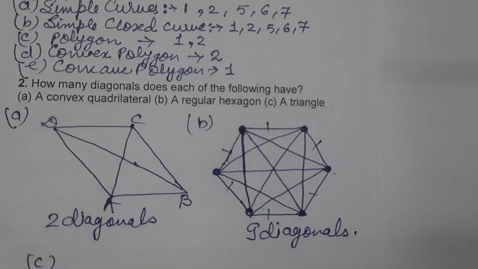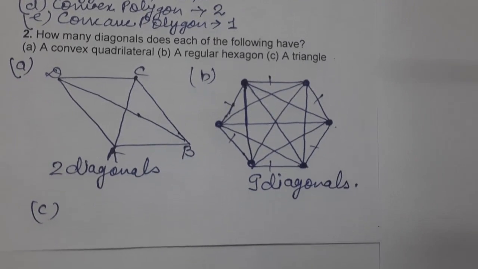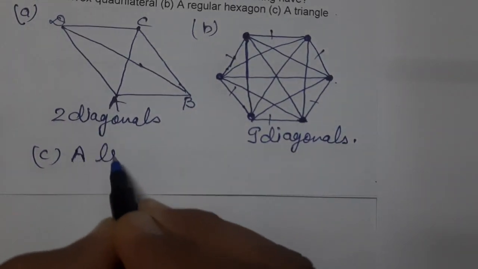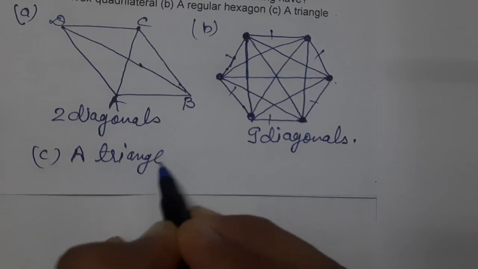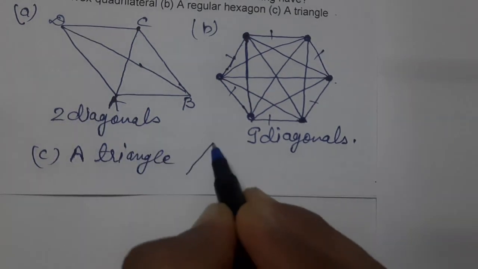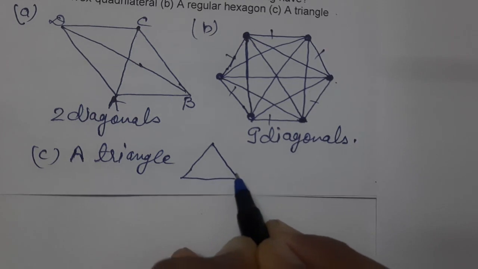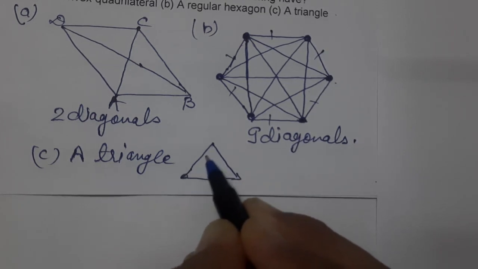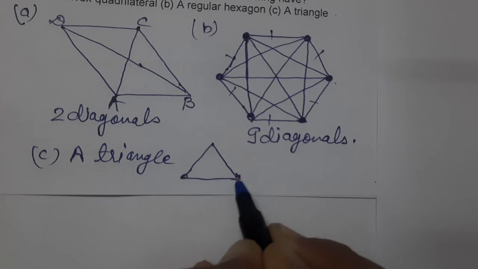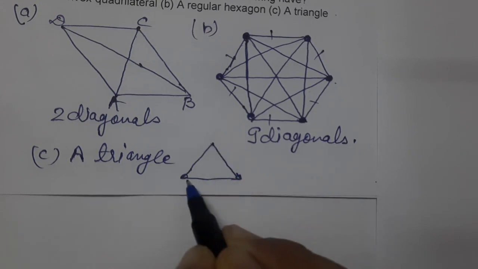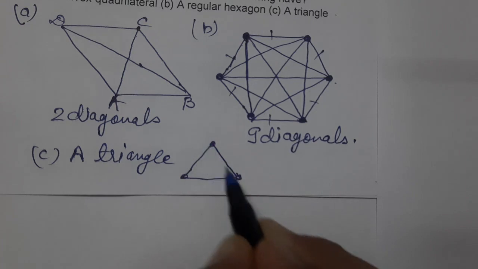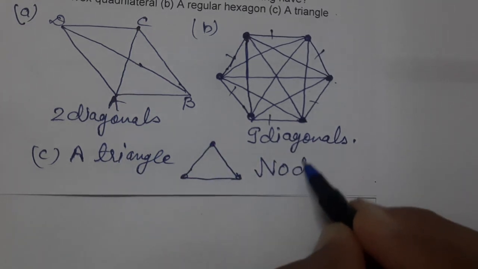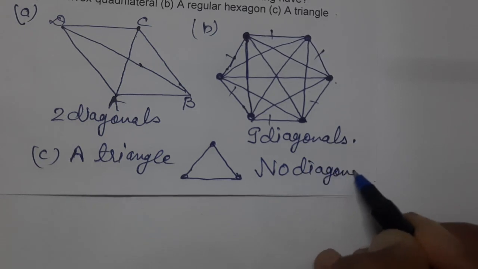Let's see a triangle. How many diagonals are there in a triangle? I have made one simple triangle. No diagonal. Now, from one vertex to another vertex, another vertex side is there. Another vertex side is there. Another vertex side. So that means no diagonal at all. No diagonal. Okay, children? Understood?